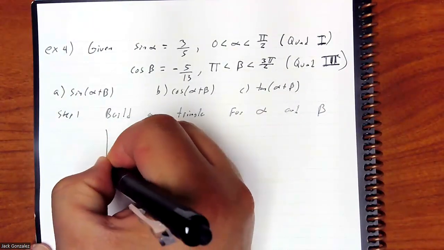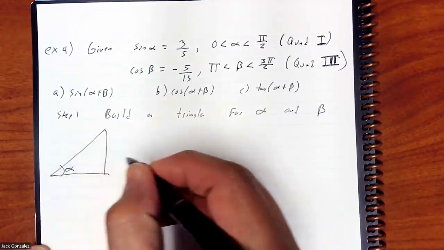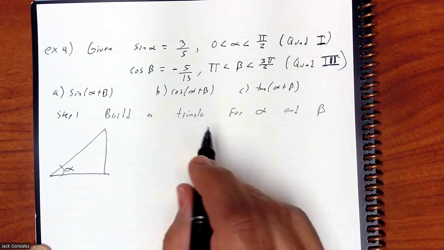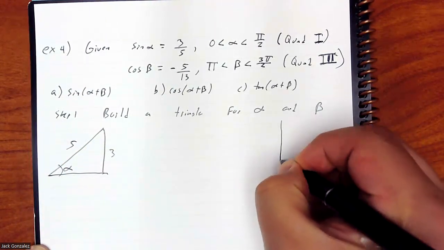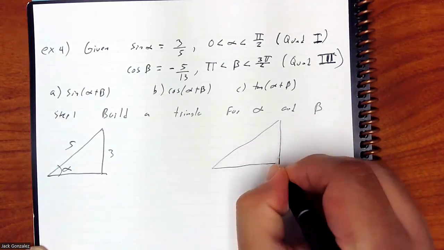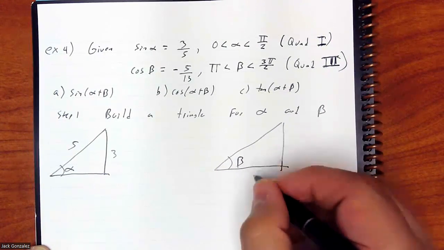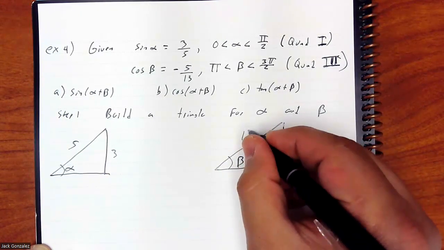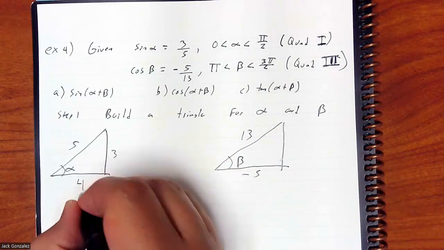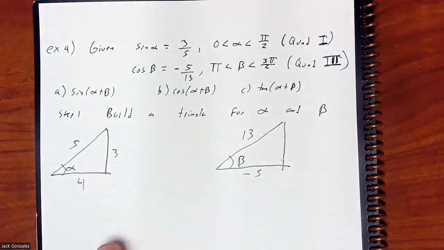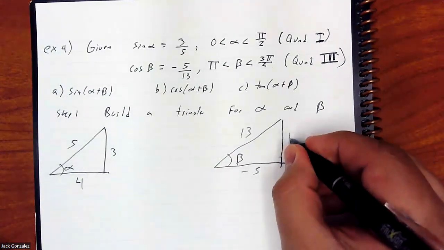So we got alpha over here. Sine of alpha was equal to 3 over 5. Beta over there. Cosine is equal to -5 over 13. Now this is the magical triangle. So when you try to solve it, you're gonna get a 4 here. When you try to solve for the missing side, you will get a 12.